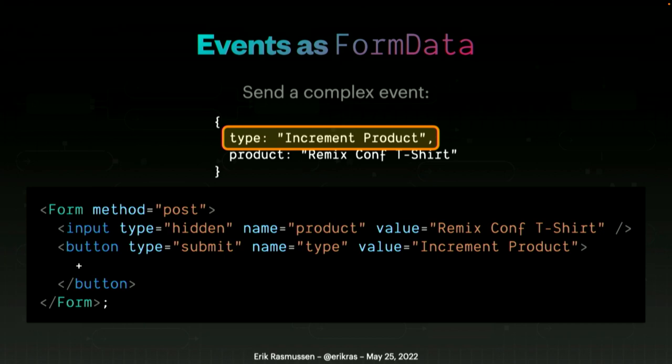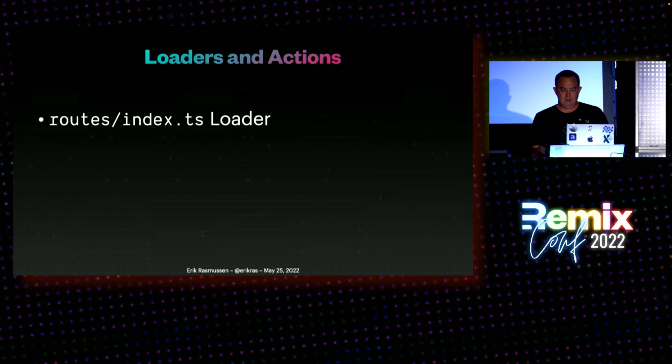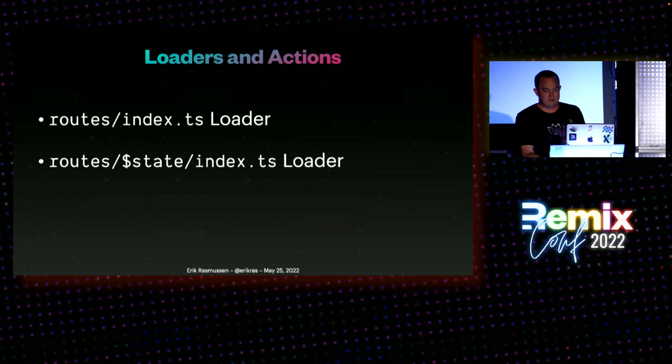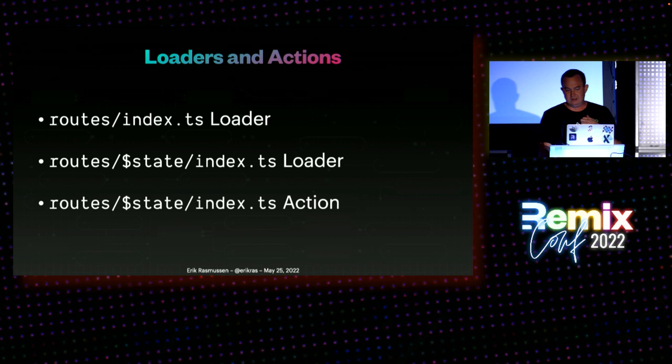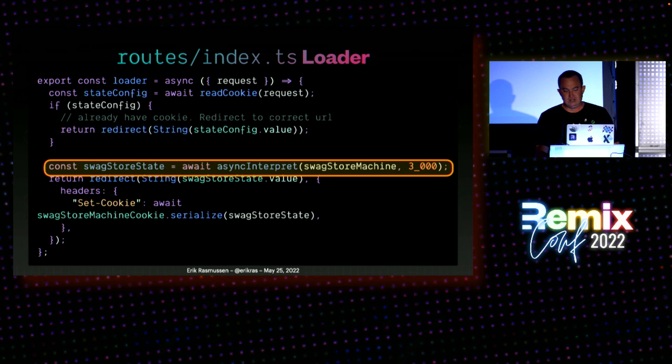So on the back end, how do we do stuff in Remix? Well, we use loaders and actions. Now for this little project I've put together here, which is a little cart e-commerce checkout thing, we're going to have a root route, which has a loader, and then a dynamic state route that has a loader and action. So let's quickly go through these. This code will be available on GitHub for you to look at more slowly. But in general, on our root route, we're going to check if we have a cookie with our state machine. And if we do, we're going to redirect to whatever state the cookie machine thinks that we're in. But if we don't, we're going to boot up a fresh machine and let it do whatever it needs to get into the first pause state. And when it does, we're going to redirect to that state and save the cookie, of course.